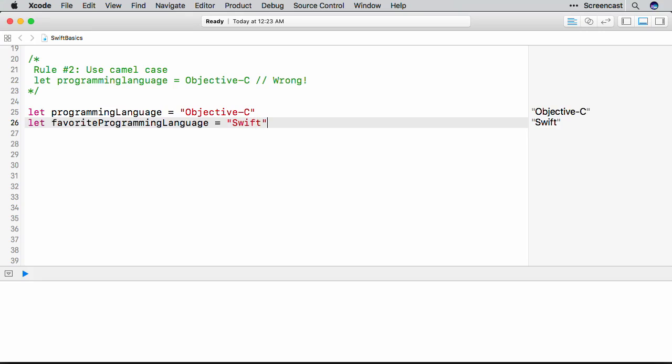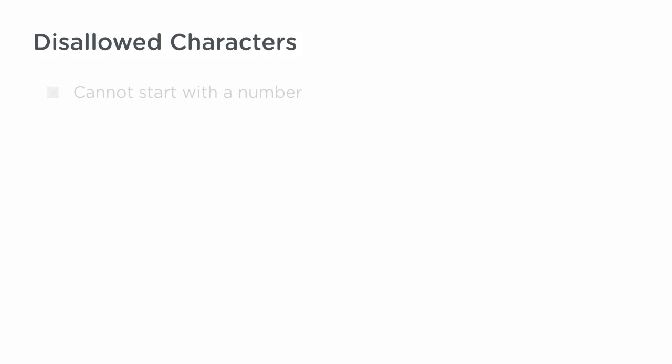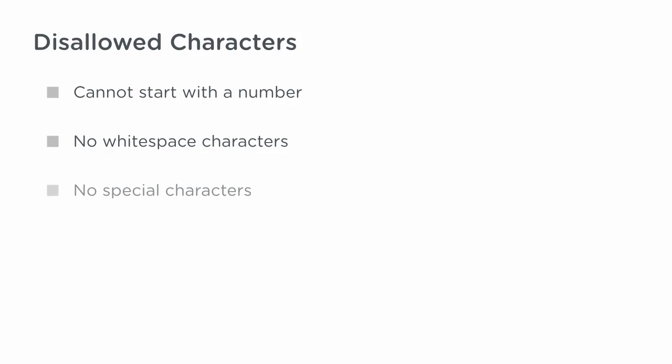Okay, so this final bit of naming is about what we cannot use. So rather than a rule to follow, these are a list of characters that you cannot use when naming. Constants and variable names cannot start with a number. Now you can place a number anywhere after, but the first character always needs to be a letter. Like we discussed, you also cannot have spaces or white space characters, as they are formally known, and you cannot have any special characters. No exclamation marks, no periods, commas, question marks.